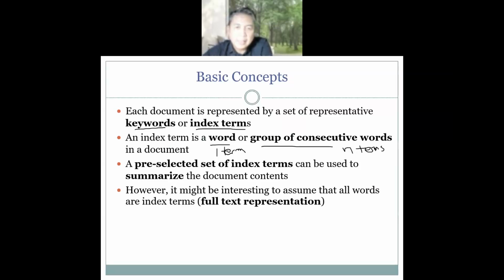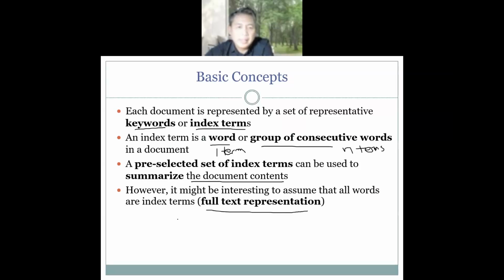Okay? A pre-selected set of index terms can be used to summarize the document. So you could do topic modeling or topic extraction methods in order to extract words that can be used to summarize the document. Okay. Normally we use clustering. We will study clustering at the end of the course. Okay. However, it might be interesting to assume that all words are index terms, which is full text representation.